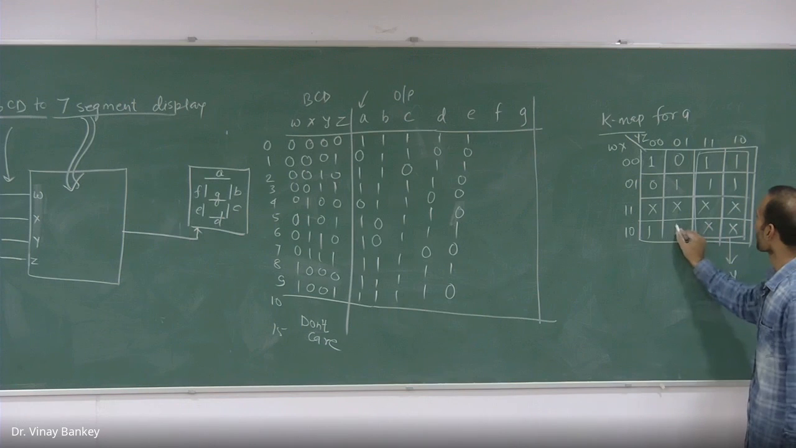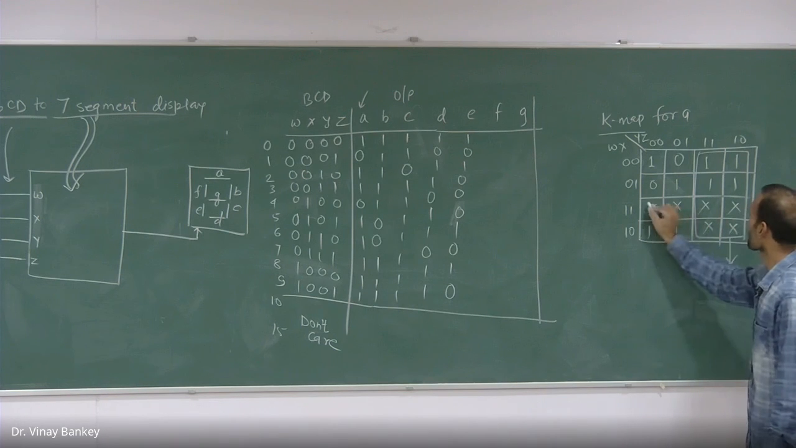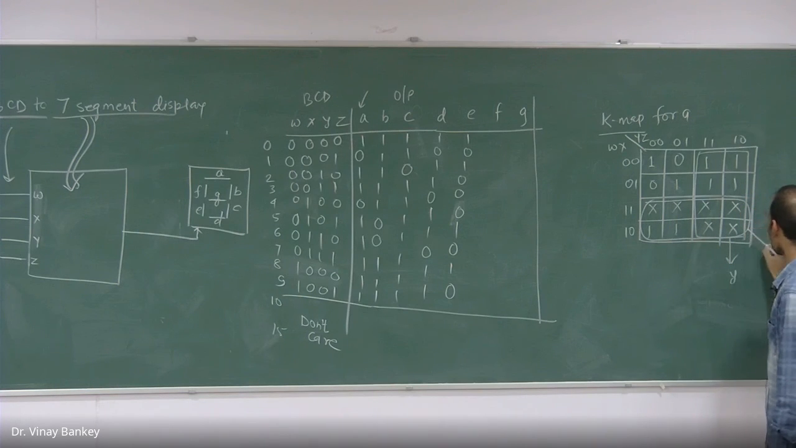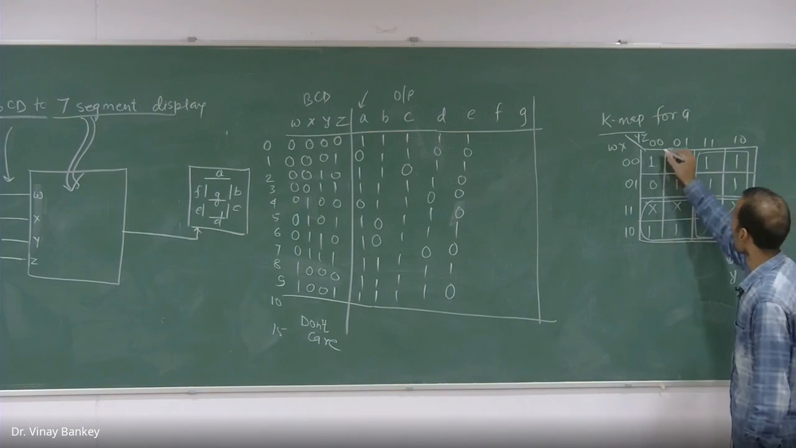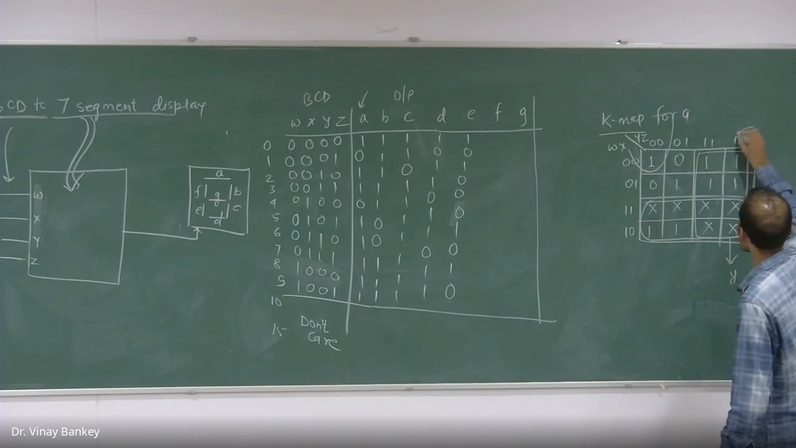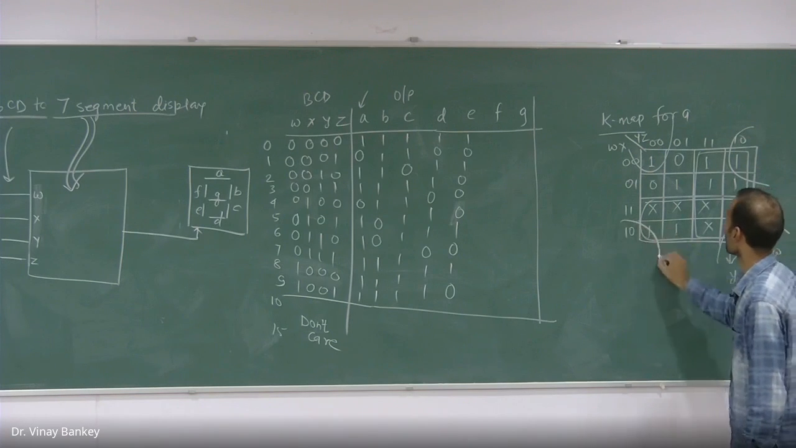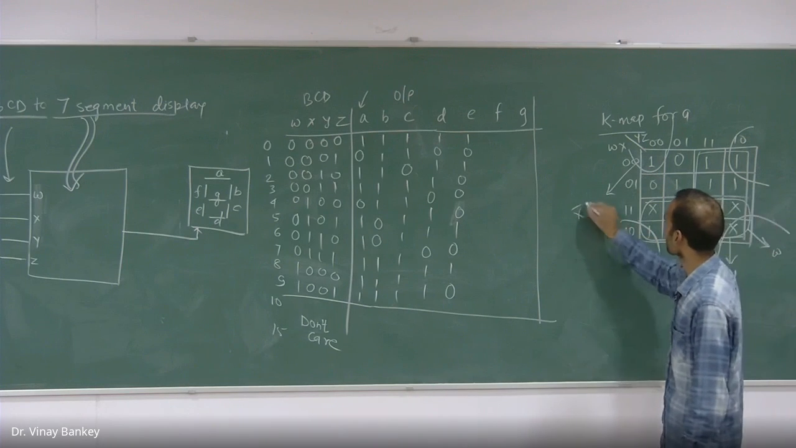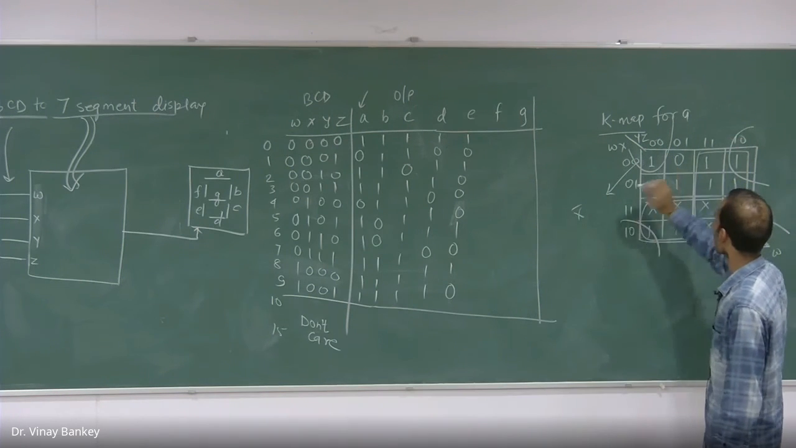And for this and this, I can make the largest possible combination, or the circle or group, will be this. This is my second group. And for this, we have only W. And we have remaining with this 2, so I can make one group like this. So this will be X bar, Z bar.